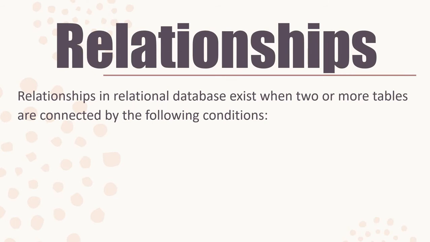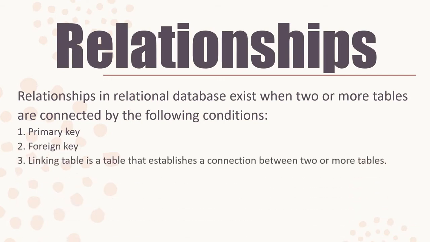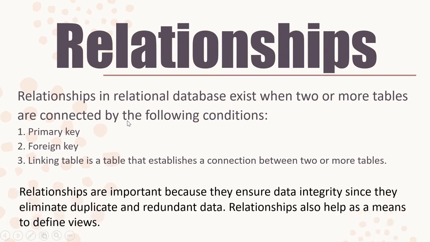Okay, they are connected, they are related to each other. The first one is the primary key, foreign key, and the linking table. So, nagiging connected daw ang bawat information sa ating Microsoft Access or sa table with the use of the primary key, foreign key, and linking table. Okay, linking table is a table that establishes a connection between two or more tables. So, these keys will be tackled on the latter part of the lesson.